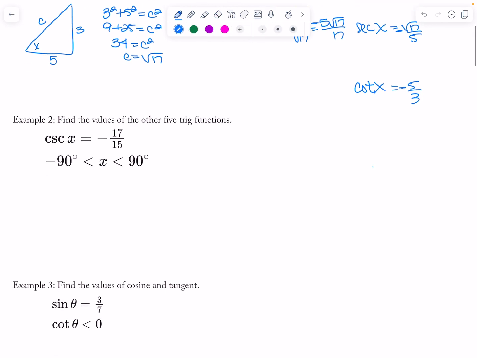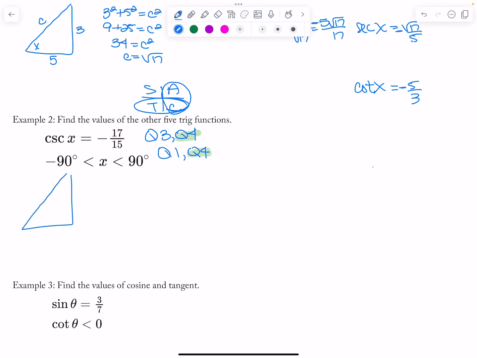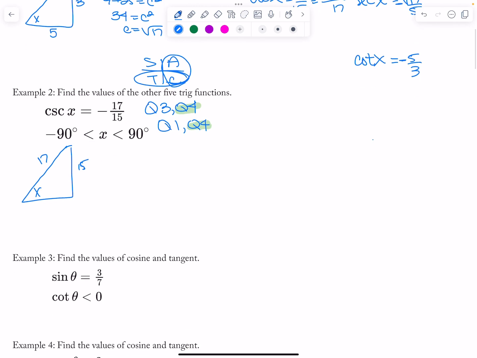Okay, so now I look at cosecant. Remember, all students take calculus, or all sad turtles cry. Cosecant is negative in the bottom 2 quadrants, so that is quadrant 3 or quadrant 4. And if I'm between negative 90 degrees and positive 90 degrees, that is quadrant 1 or quadrant 4. I want it to be true in both, which is quadrant 4. I'm going to draw my triangle. I have x there. Cosecant is hypotenuse over opposite.